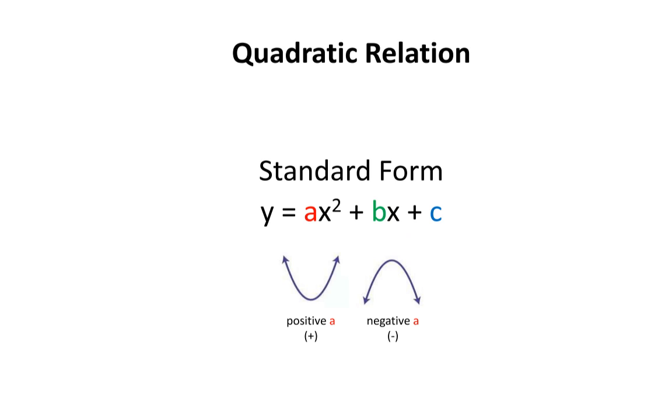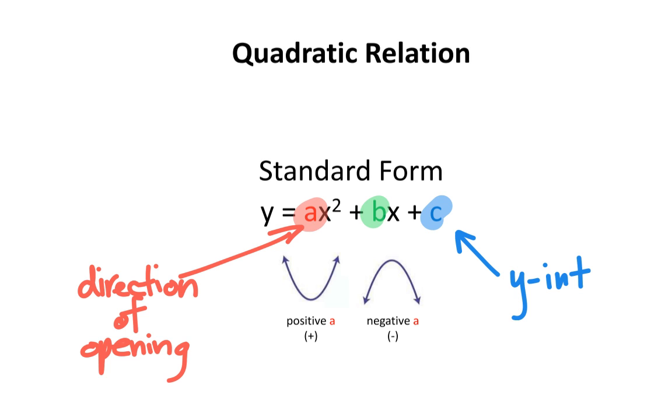This type of equation is called standard form. The variable of c represents the y-intercept, while the variable of b doesn't really mean anything useful to us. However, the variable of a can tell us the direction of opening. If a is positive, that means the parabola is smiling or it's opening upwards. If a is negative, that means the parabola is frowning, which means it is opening downwards.